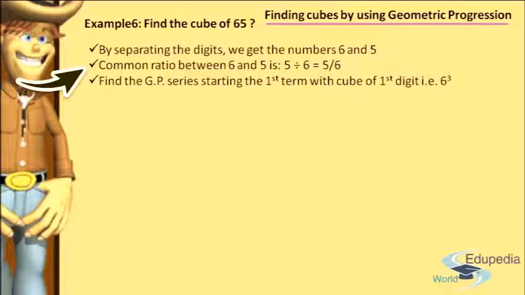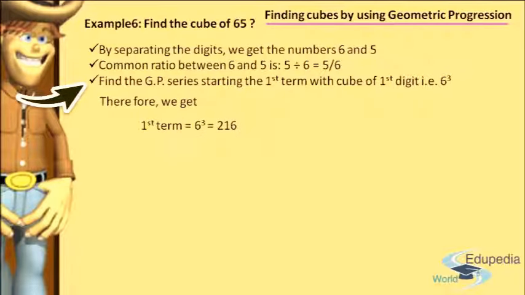After getting the common ratio as 5 by 6, now further moving to step number 3. Here in step number 3, we have to find the geometric progression series starting the first term with the cube of the first digit, that is 6 cube. So in the given number 65, after separating them we have got the numbers 6 and 5, and in those two numbers the first digit is 6. By cubing that digit 6, we get the first term of the required geometric progression series. Therefore here the first term is equal to 6 cube, and that is equal to 216.